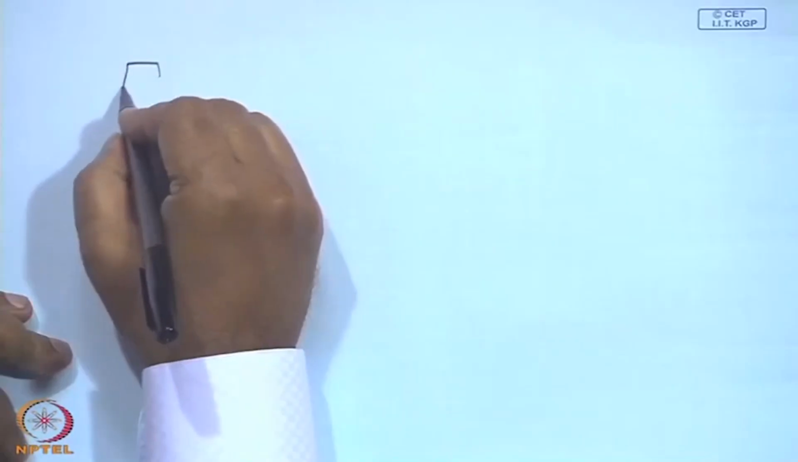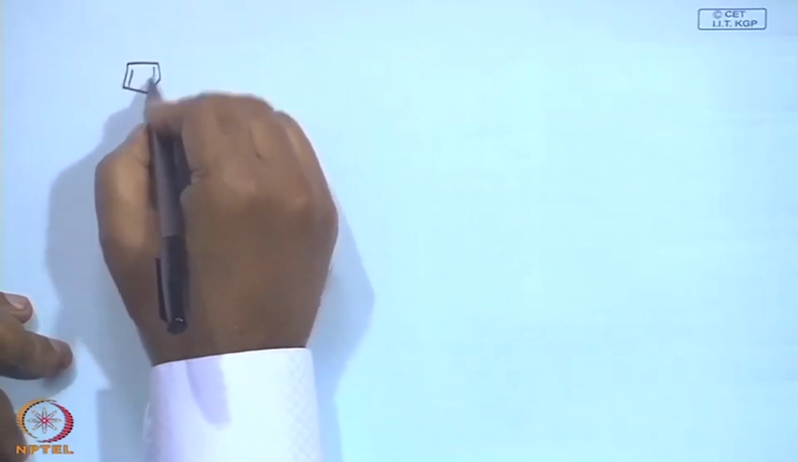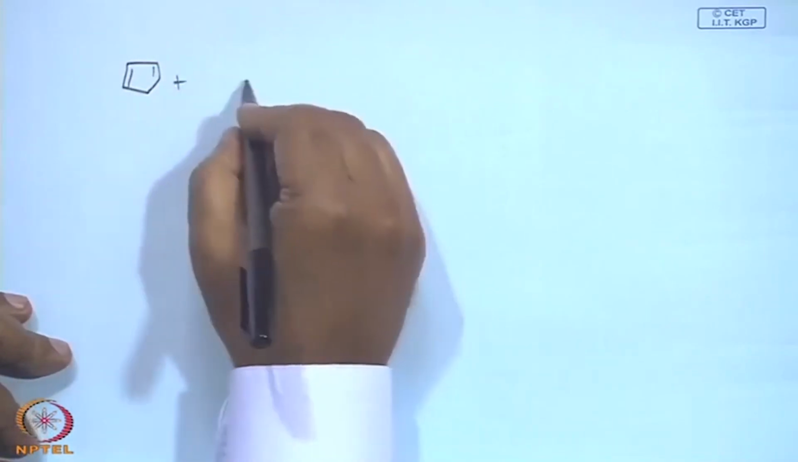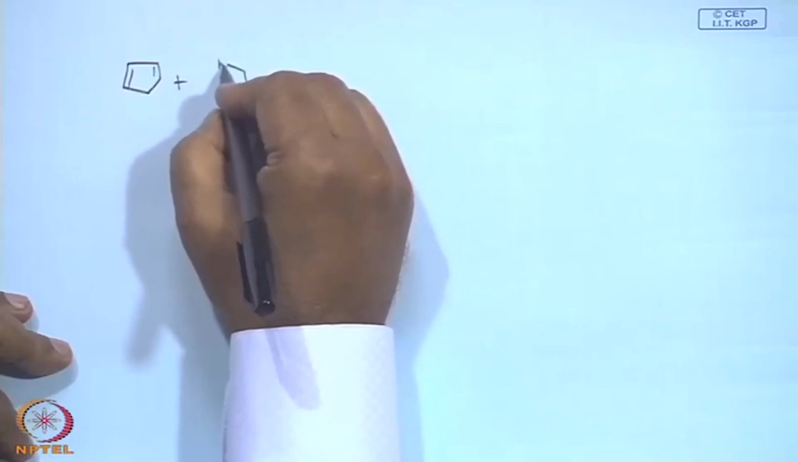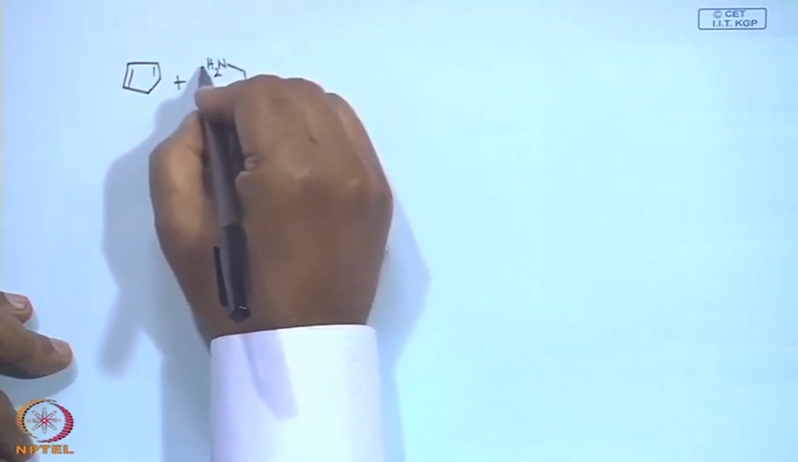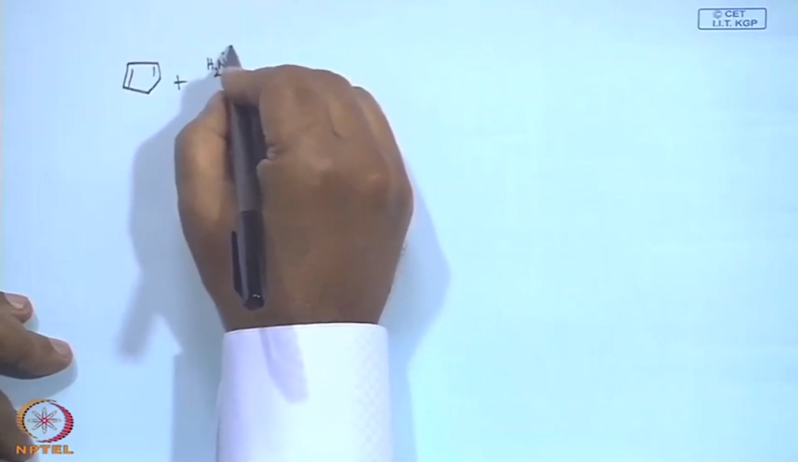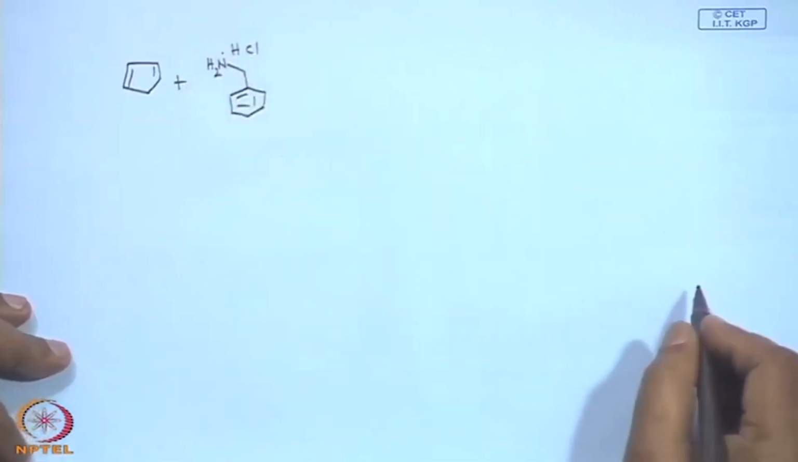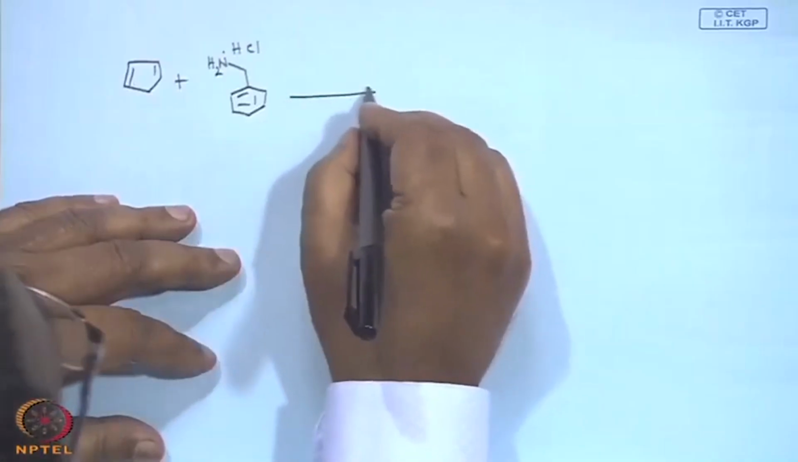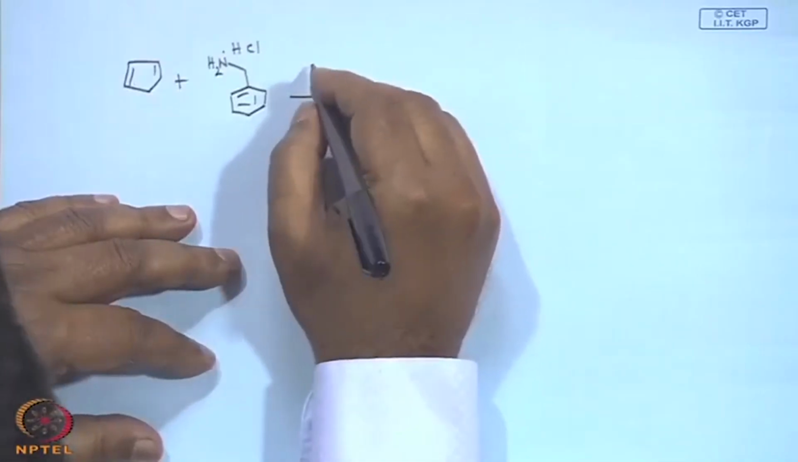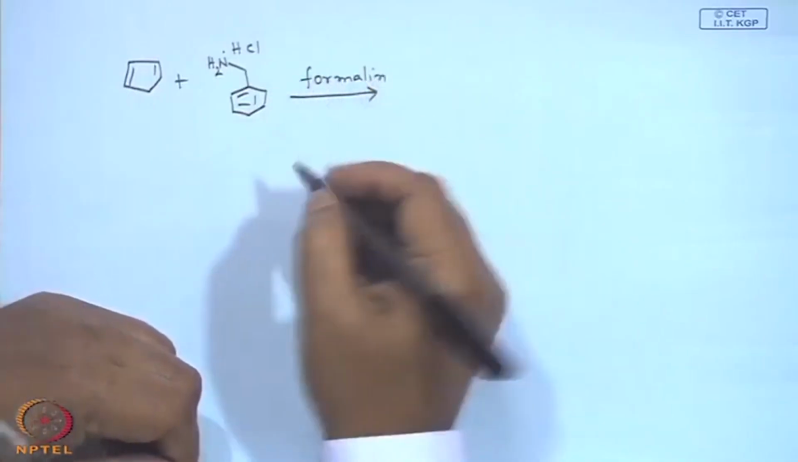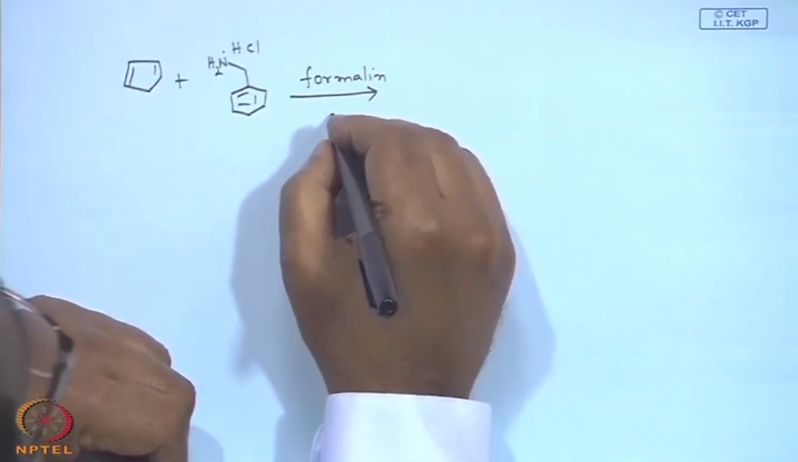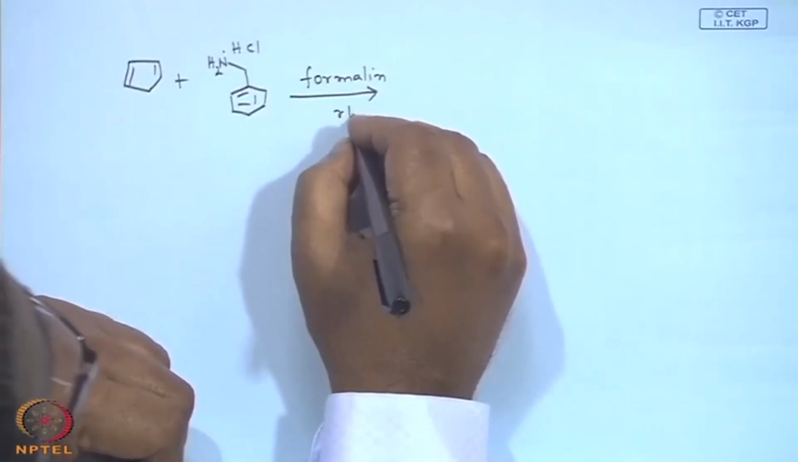Let me just very quickly go to a very famous reaction. In this case, the reactants are cyclopentadiene and an amine, you can consider it to be an aliphatic amine, NH2, and the corresponding salt, that is HCl. Amines normally are purified as HCl. Then you react with formalin, and this is just at room temperature.